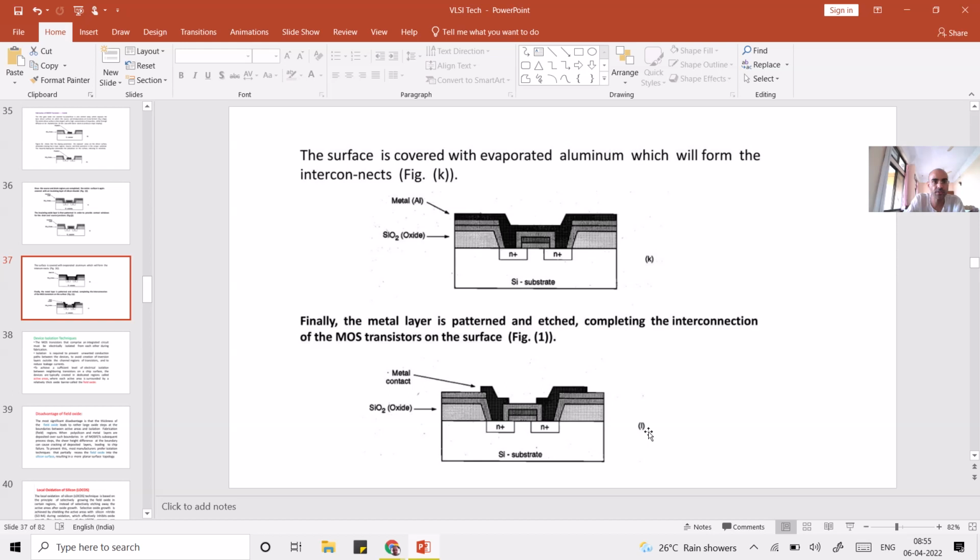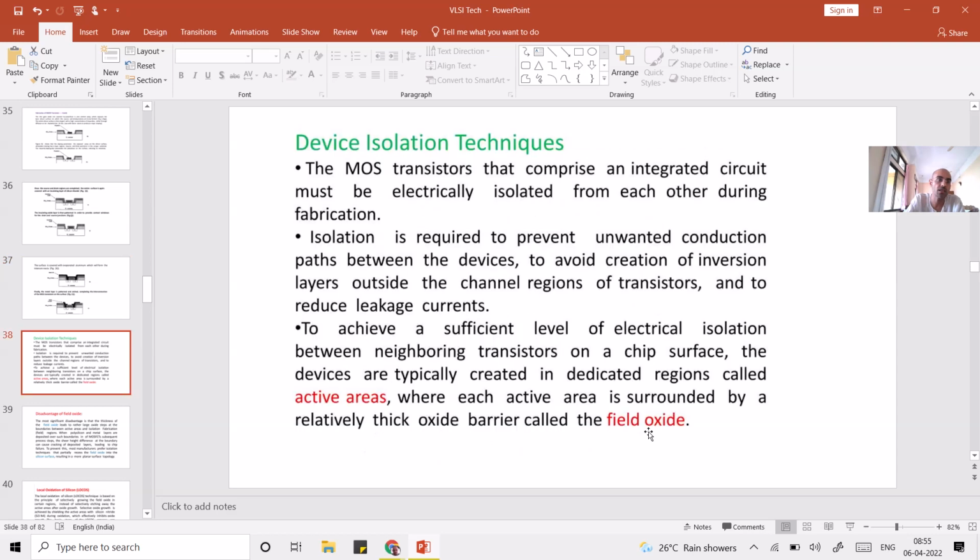There are some things still remaining, but the time is about to be over. Those things I think we will discuss in the next class. We have just seen the NMOS fabrication. We will see the CMOS fabrication probably in the next class, and some of the isolation techniques which we have to use to isolate one device from another device. That we will see in the next class.